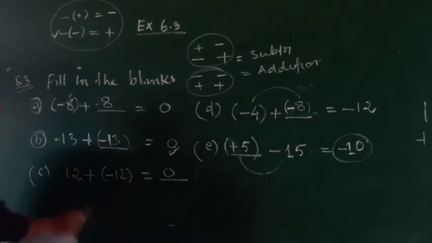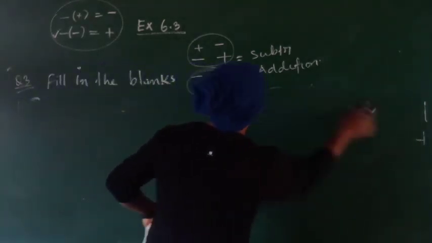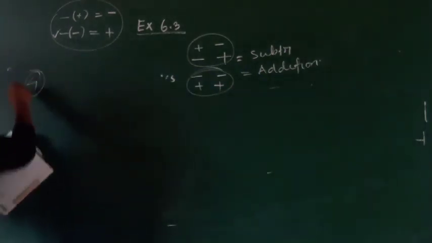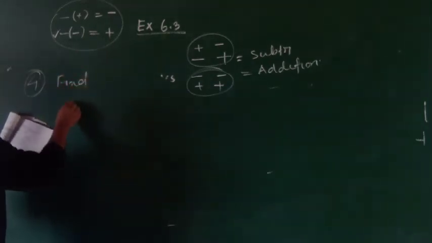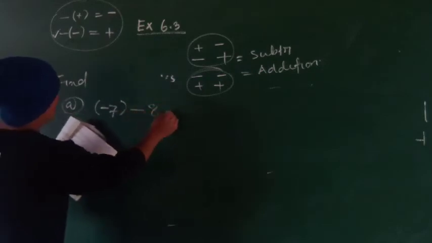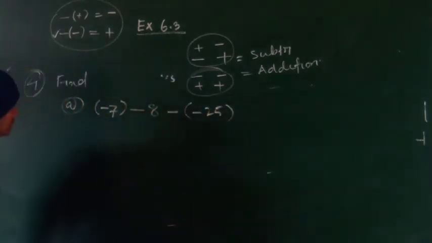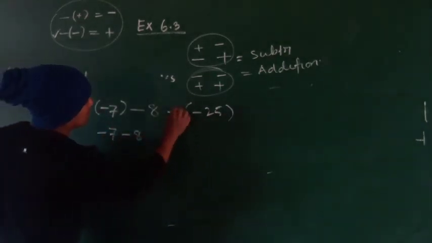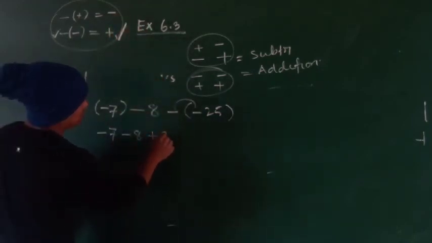fill in the blanks questions. Now the last question, that is question number 4. You see here, find minus 7 minus 8 under the bracket 25. Okay, very simple question. You open the bracket: minus 7, this one minus 8, this negative negative becomes, as I told, directly positive 25.